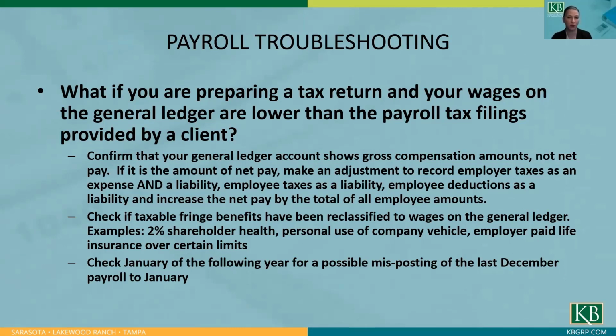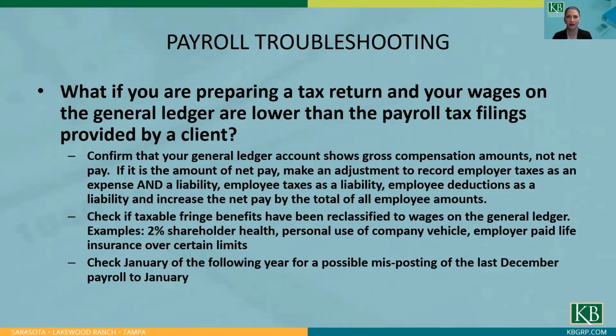And so if that adjustment is missing from the general ledger and it's on your payroll reports, you would credit the auto expense or auto lease, whichever accounts the client is using, and you would debit wages to bring that back into agreement. And a less common taxable fringe benefit, but you might see it, is employer paid life insurance over certain limits.